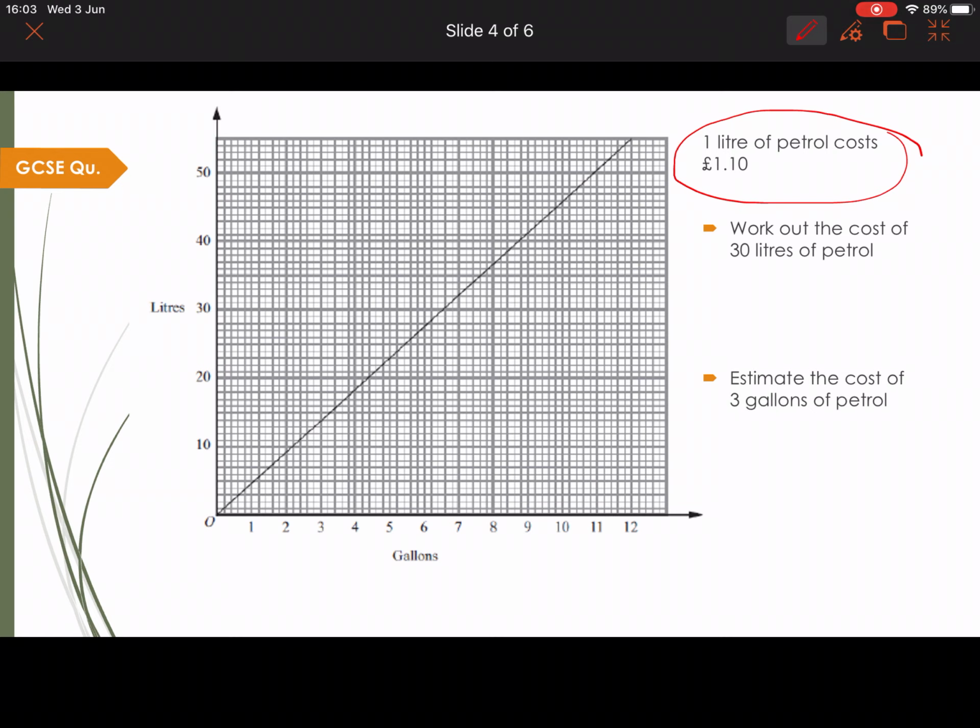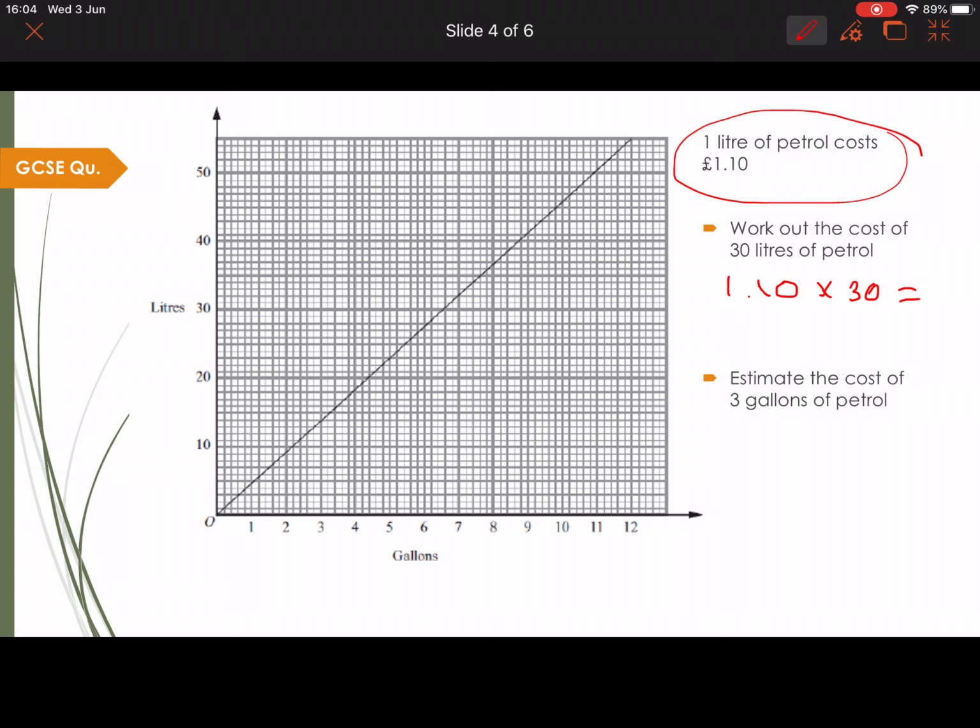Question 1 asks you to work out the cost of 30 litres of petrol. Now, you don't even need to use the graph to answer this question. You know that 1 litre of petrol costs £1.10, and you're being asked what 30 litres are going to cost. So you just need to do £1.10 times by 30.